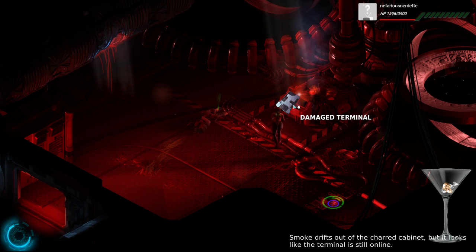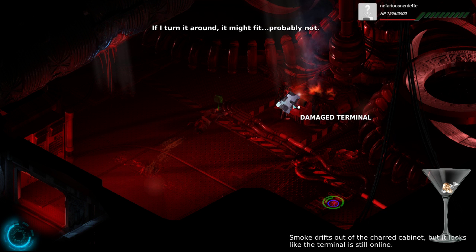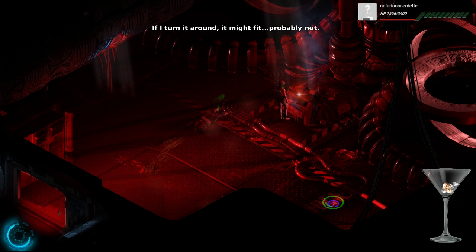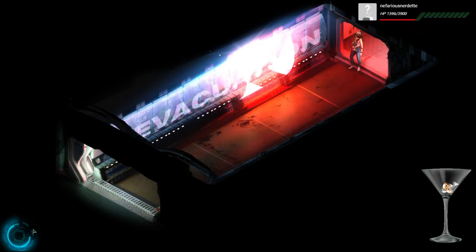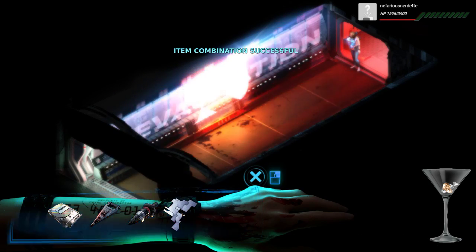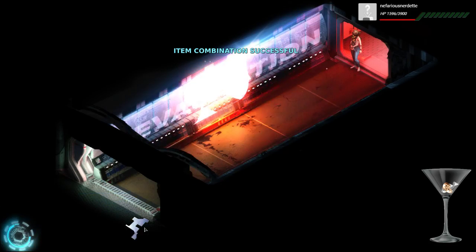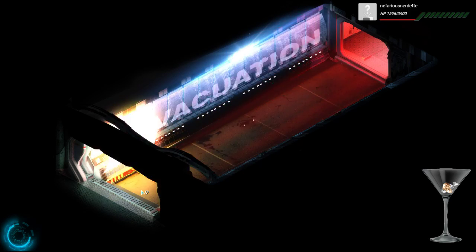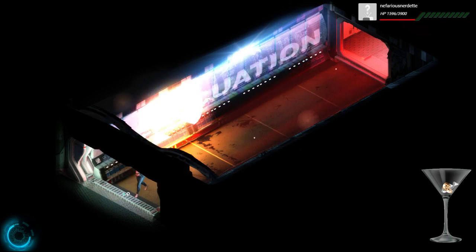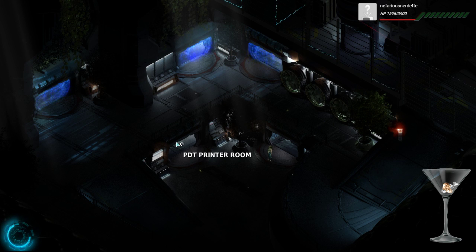Damaged terminal? If I turn it around, it might fit. Smoldering fragments, no. Oh, wait. It's another combined thing, isn't it? There it is. I gotta remember I need to try and mash things together. That's a pivotal thing with point-and-click adventure games, trying to combine everything with everything else. I just keep forgetting that.